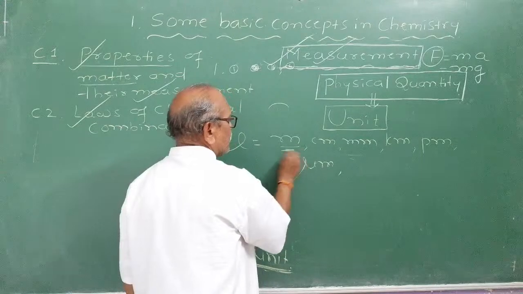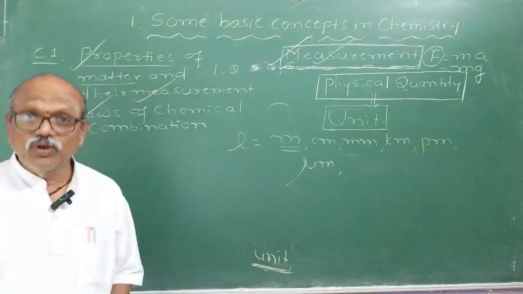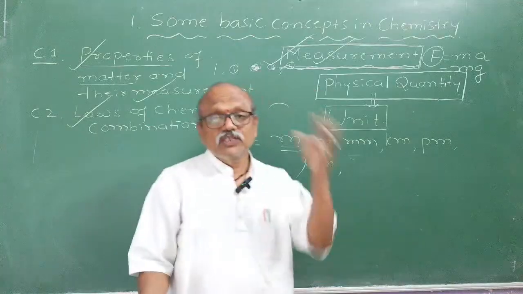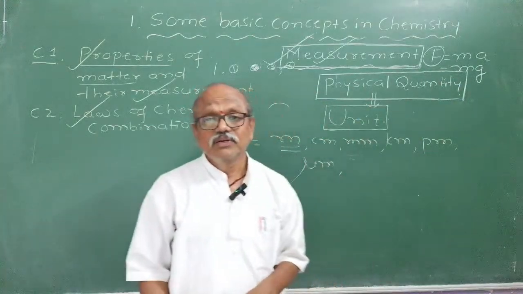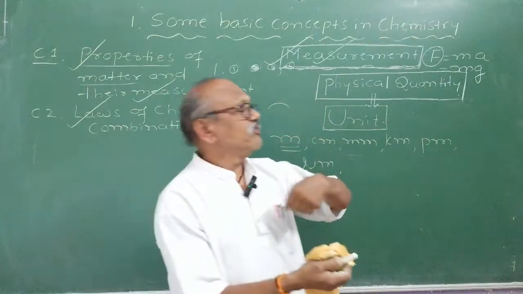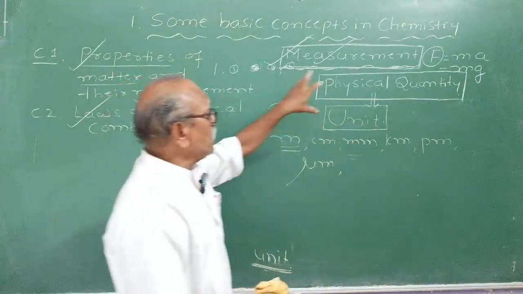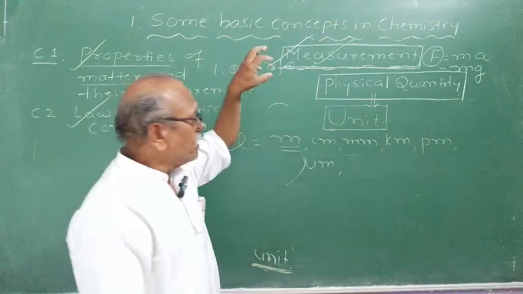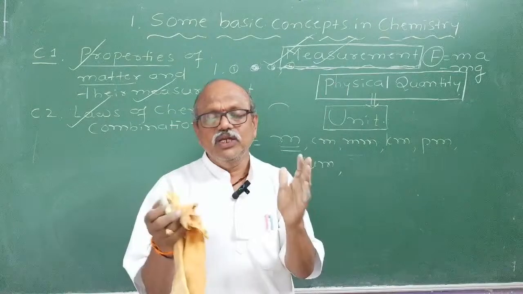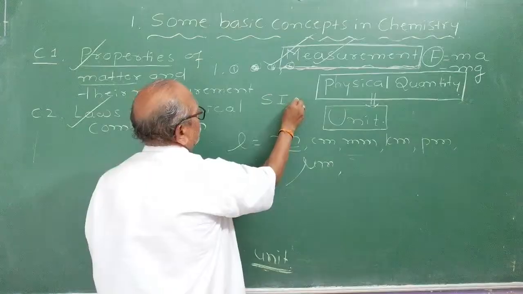So this meter is the internationally accepted unit. Then how to define a unit? What is a unit? Generally, who will decide that mass should be measured in kg only, volume should be measured in liters only, length should be measured in either centimeter, kilometer or meter? So the measurement of this particular unit is decided by an international union, that is called SI, System of International Units.